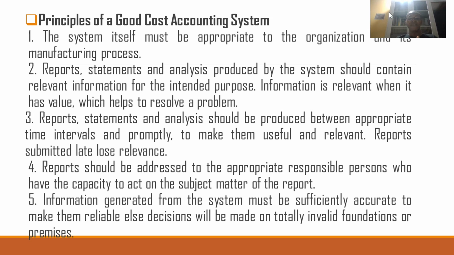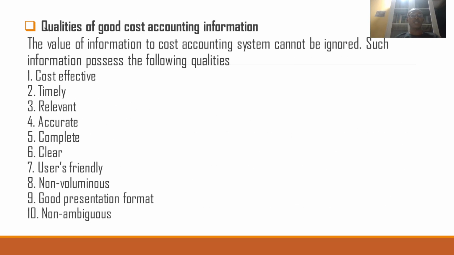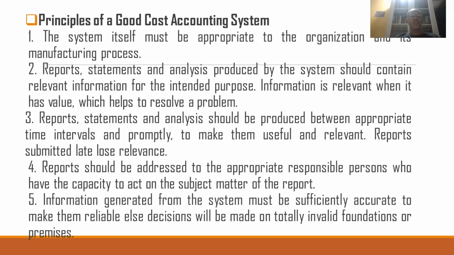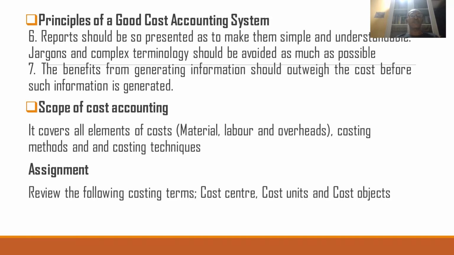Then information generated from the system must be sufficiently accurate to make it reliable. Else, decisions will be made on totally invalid foundations or premises or assumptions. So all of these are still more or less part of what I mentioned. That's in the slide, qualities of a good cost accounting system. So more or less like you are breaking it down. Those are just the principles.